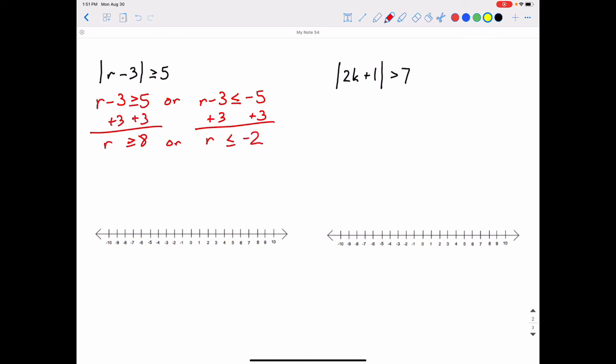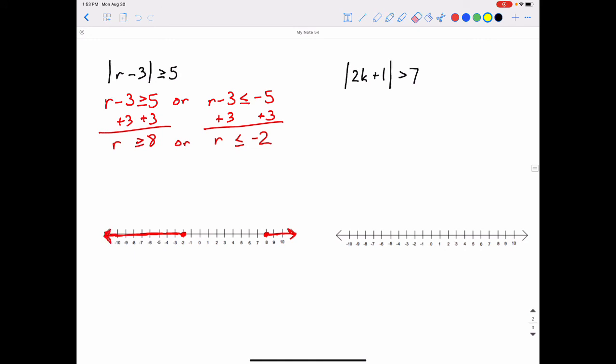When we graph those, we'll put dots on both sides because they are equal to. So dot on 8, we're shading to the right of 8. To the right of that is larger than 8. And we will also put a dot on negative 2 and shade the numbers to the left of negative 2. So greater than is "or," and that gets shaded to the outside.